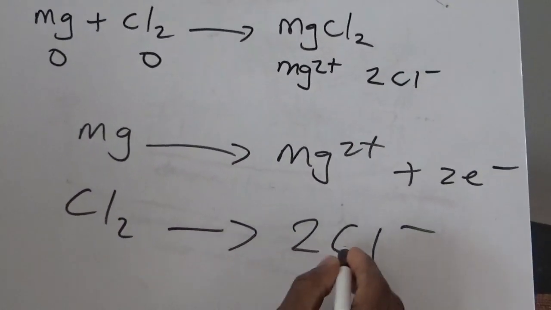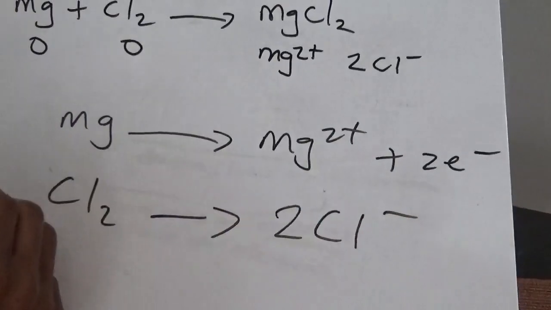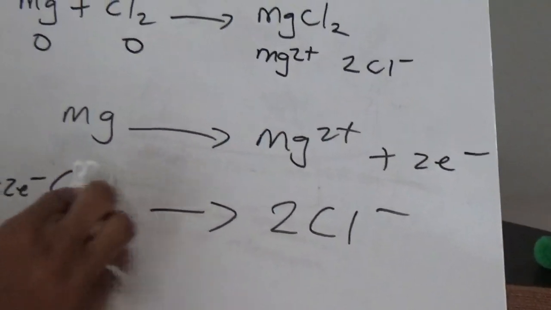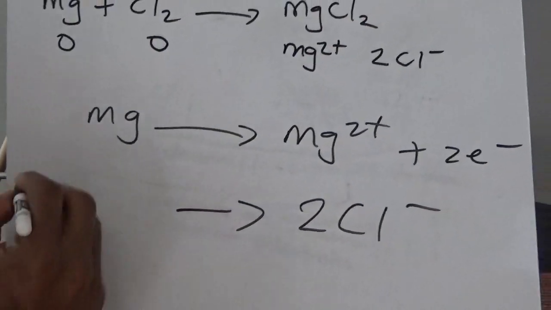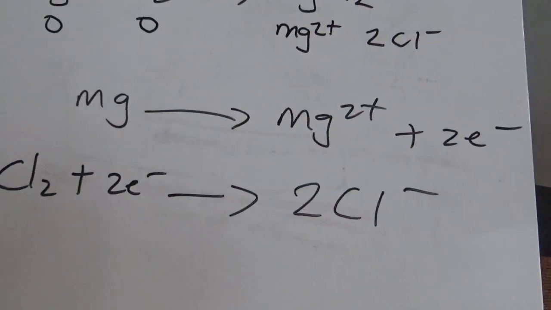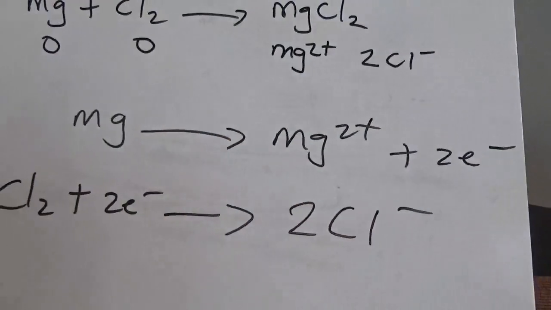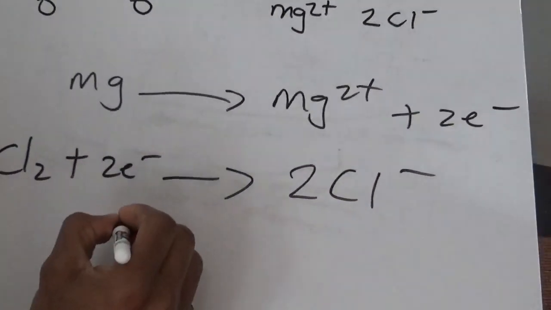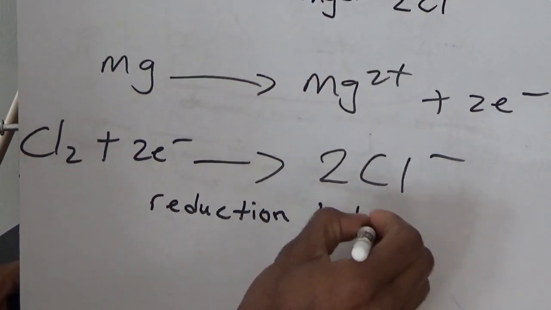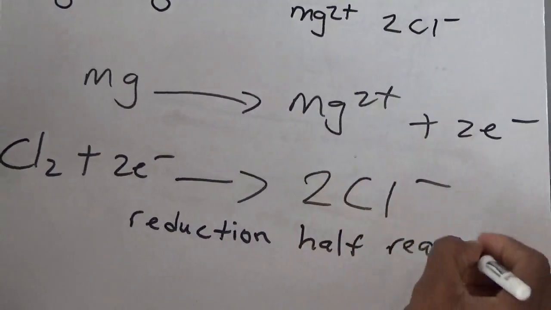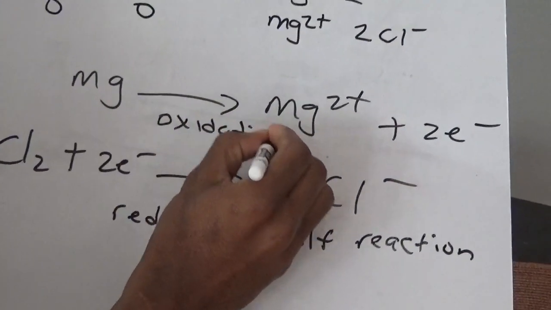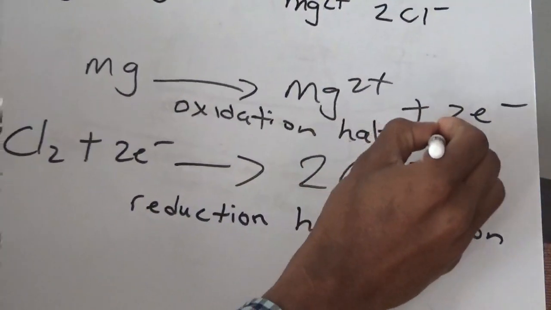Now, if chlorine has 2 chlorine minus, it means there are 2 more electrons here. So we're going to say plus 2e minus. Let me write that more clearly: Cl2 plus 2e minus. So this is the oxidation half reaction, and this is the reduction half reaction. Let me write it down: reduction half reaction, and this is the oxidation half reaction.